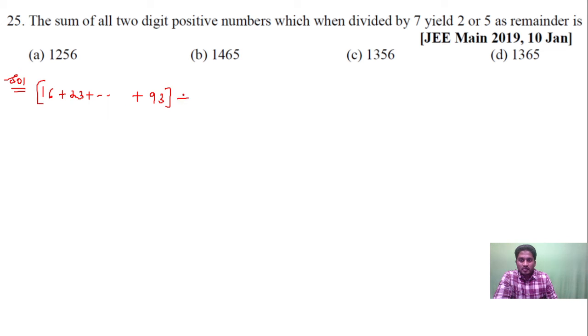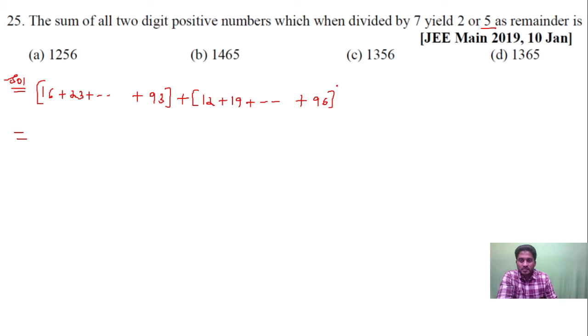Now when you divide by 7, you should get 5 as the remainder. It should be a 2-digit number, so minimum is 12. 12 when you divide by 7, you get remainder as 5. Next term will be 19, that is 14 plus 5, and so on, this will continue. Last term will be equal to 91 plus 5. So this should be 96.